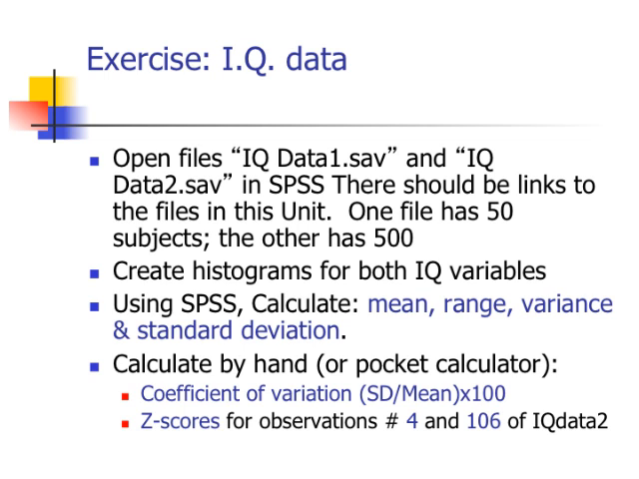Calculate z-scores for observations number 4 and number 106 of the IQ Data 2 set. Those are the ones that have 500 subjects. And again, a z-score is the difference between a raw score, an individual score, minus the mean divided by the standard deviation. So do that for the 2 files and take a look at the results.